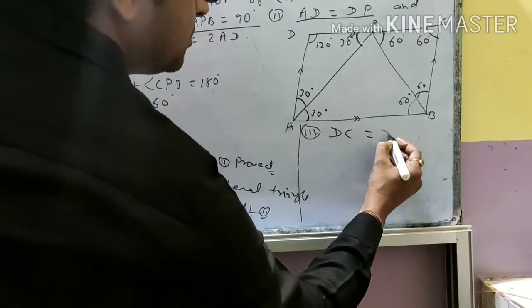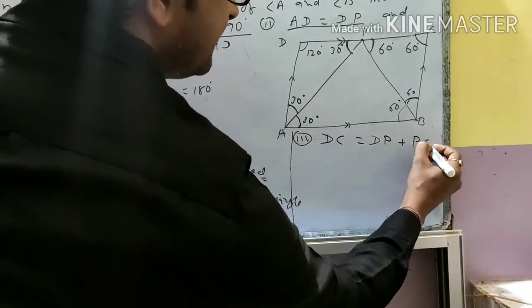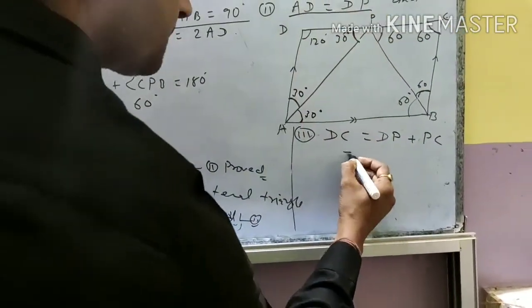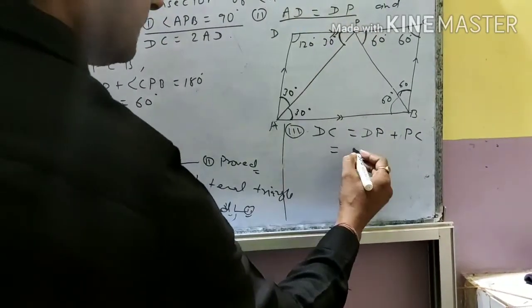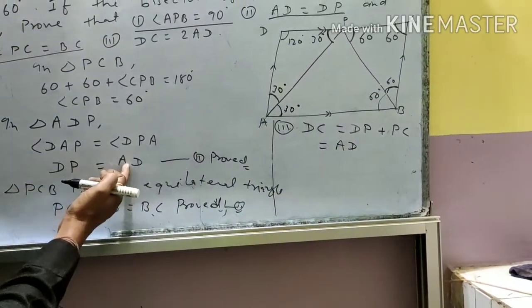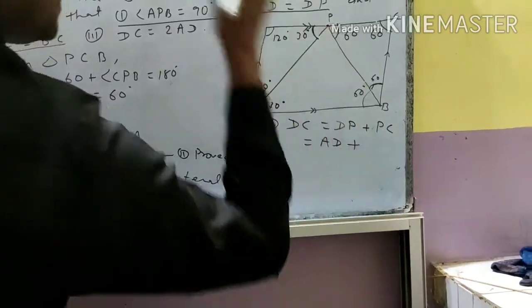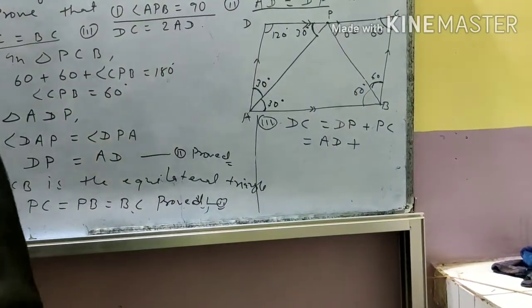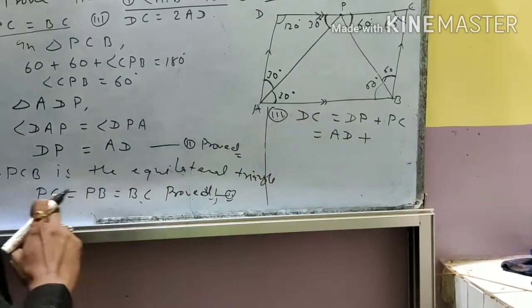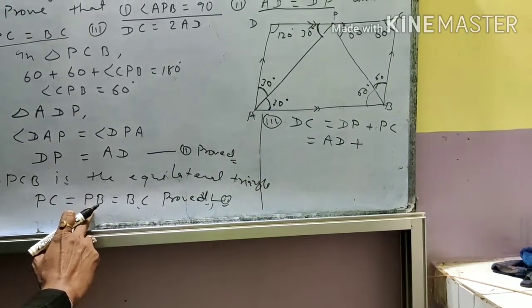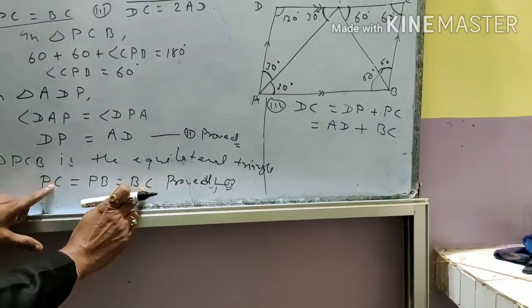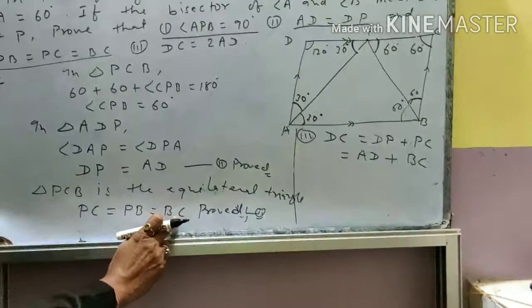Okay, DC is equal to DP plus PC. DP is equal to AD, just proved here. So DC is equal to AD plus PC. PC is equal to BC. Look at here, PC is equal to BC.